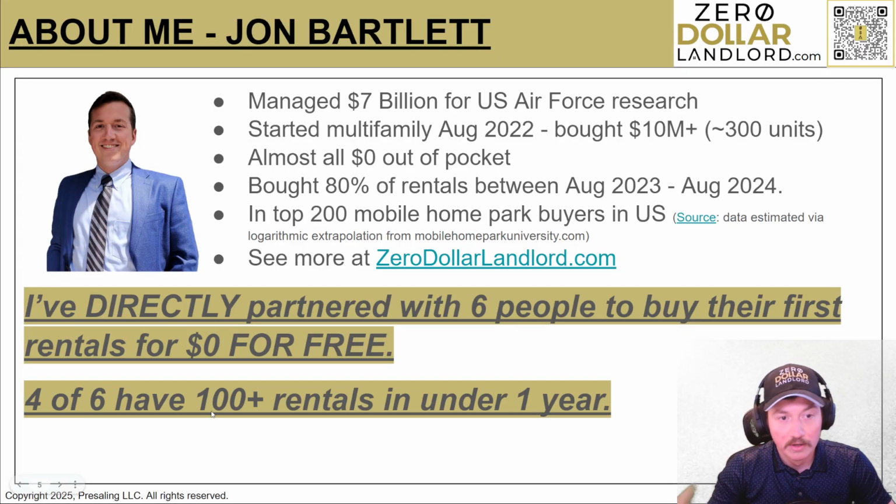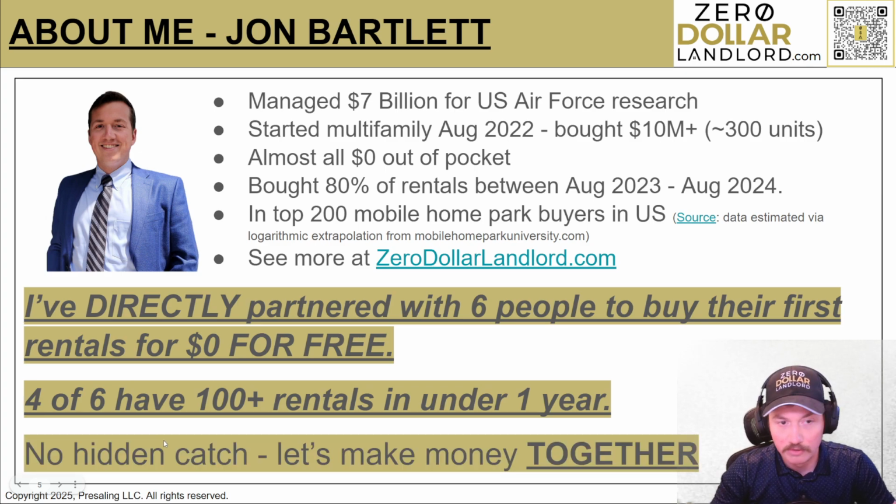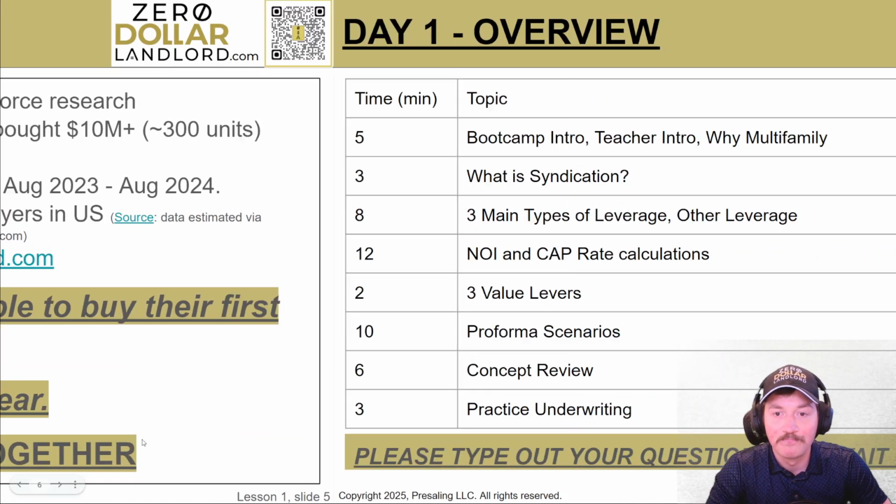But again, it's a symbiotic relationship. If you guys learn, you find a good deal, and you just need an extra set of hands, that's maybe where I come in. There's no catch. Literally just make it together for free. And I actually want a lot of you guys to be working together as well as you learn this stuff.